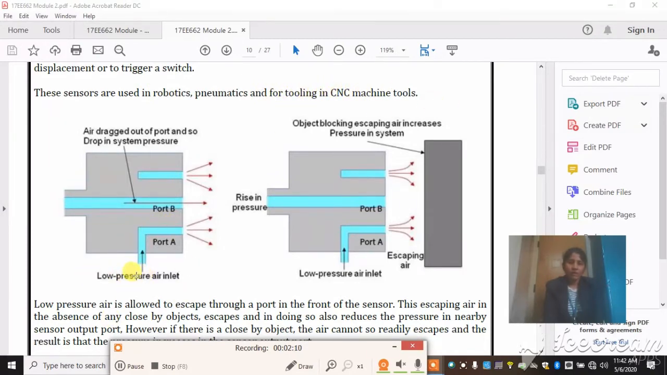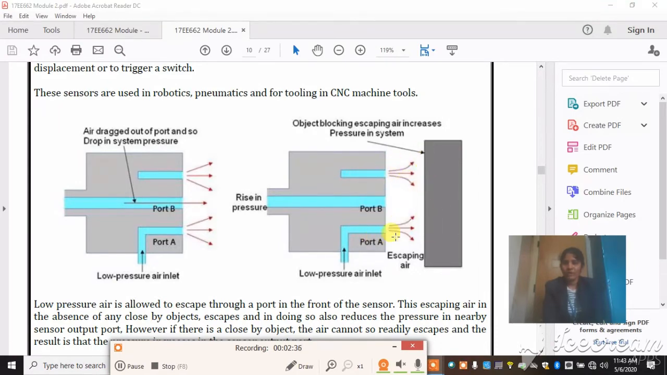When there is no material, the low pressure whatever you are blowing here just passes through. Consider you have a metallic or non-metallic object, anything over here. When you pass low pressure through this air inlet in port A, it tries to escape here and starts to blow. It is similar to your port A. So it tries to escape outside.